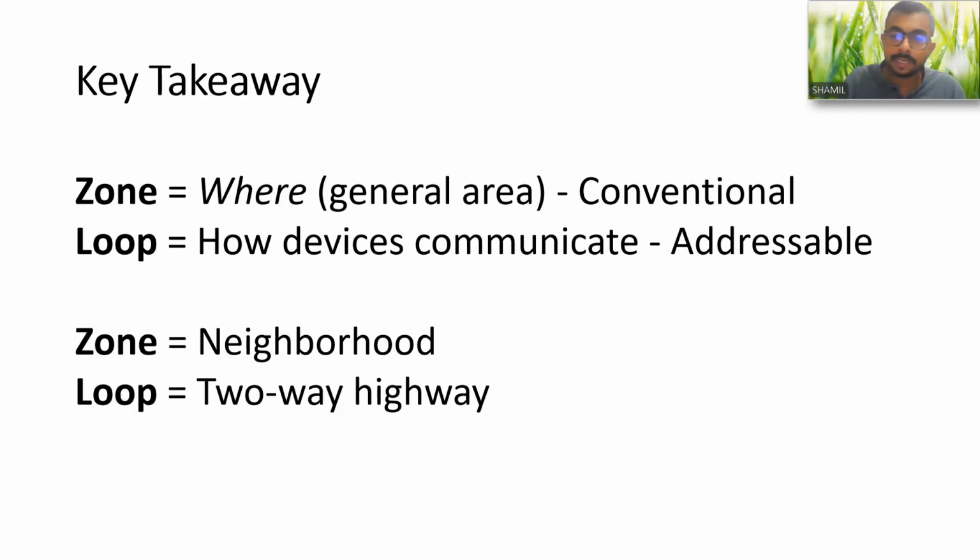The key takeaway is that the zone concept is in the conventional system, and the loop concept is in the addressable system. The zone gives you which particular area is affected, whereas the loop tells you how the devices are communicated, that is, in either direction. You can use an analogy: the zone identifies the neighborhood, and the loop is like a two-way highway. If you remember these two concepts, you can easily understand what a zone and a loop are. With this, I conclude the video for today.